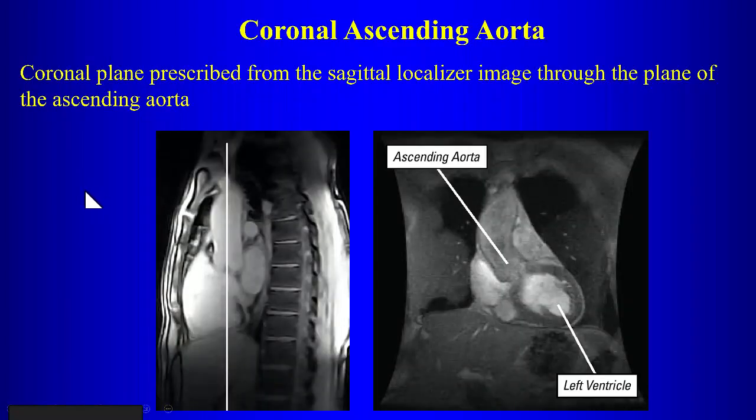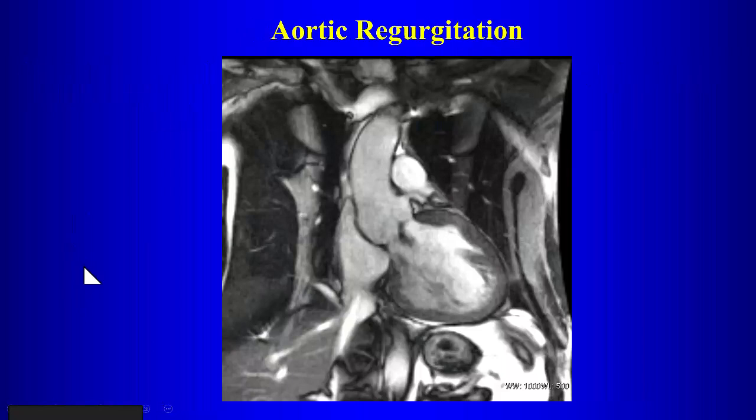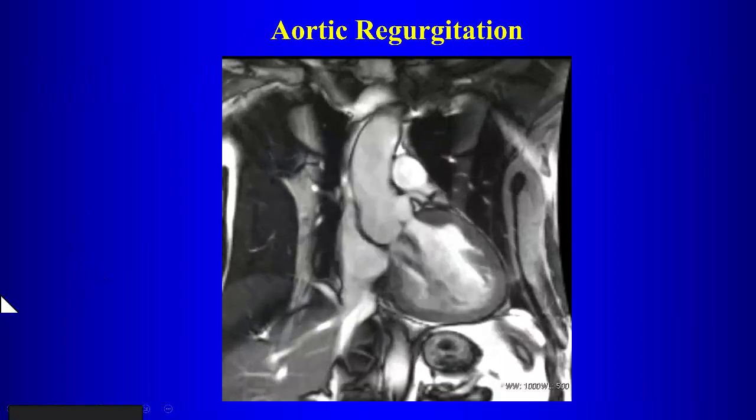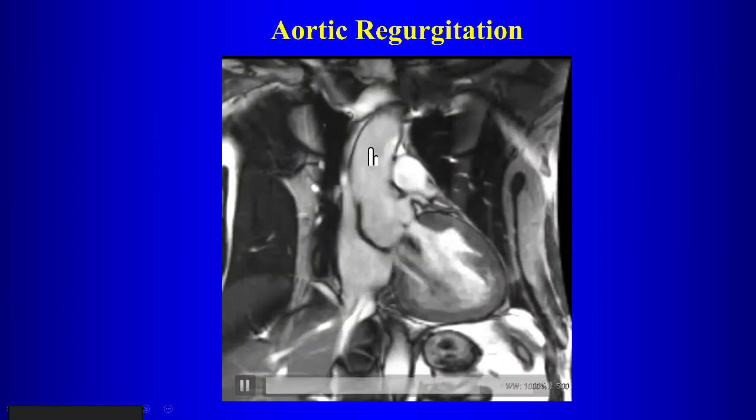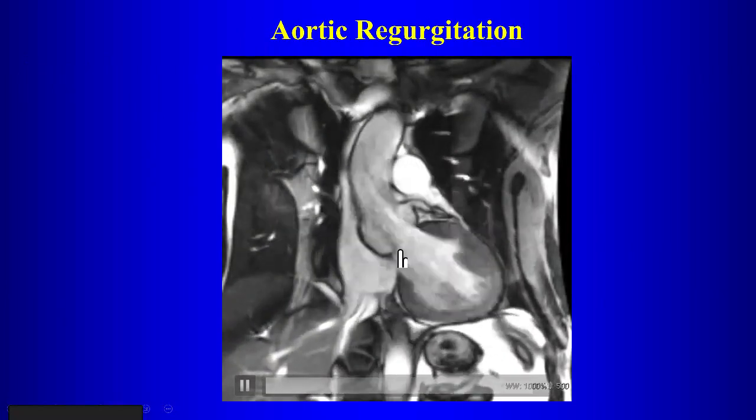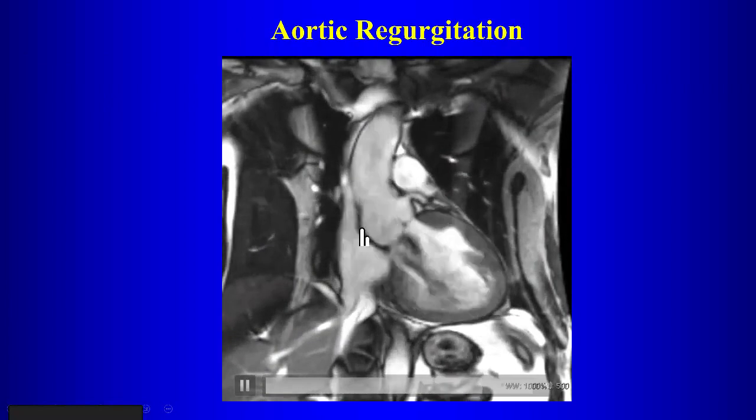Another view that is often useful, especially if there's pathology of the aortic valve, is the coronal ascending aorta. So from sagittal localizers, if you just drop a coronal plane like this that goes through the ascending aorta, you get a pretty nice coronal view from the left ventricle going into the ascending aorta. So here's a nice example of that. Right? So here's the left ventricle, here's the ascending aorta. You can see the sinuses of Valsalva here.